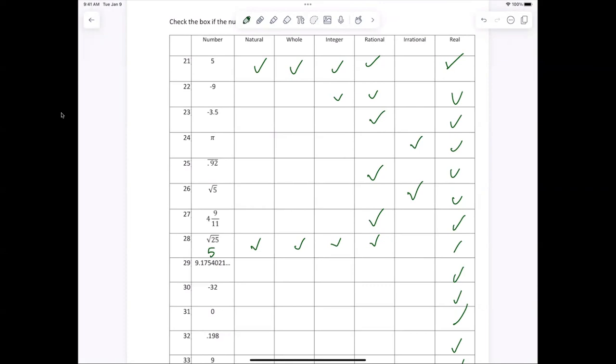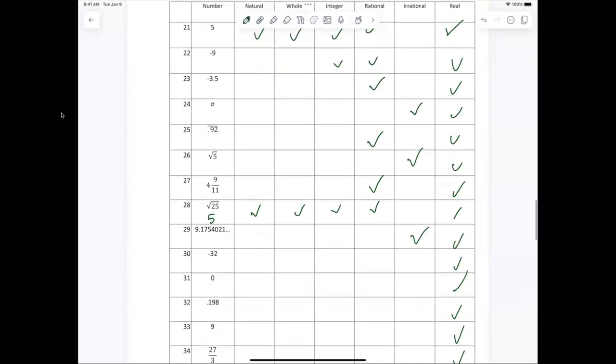Now, Liv, I tried to show you that there was no pattern to this. So 9.1754021 just repeats without a pattern. So what is that? Irrational. Thank you very much. That is definitely irrational. Leah, what about -32, kiddo? Integer, rational and real. You are amazing.